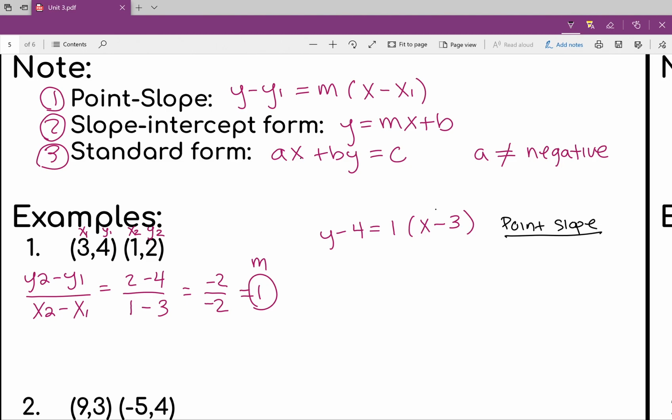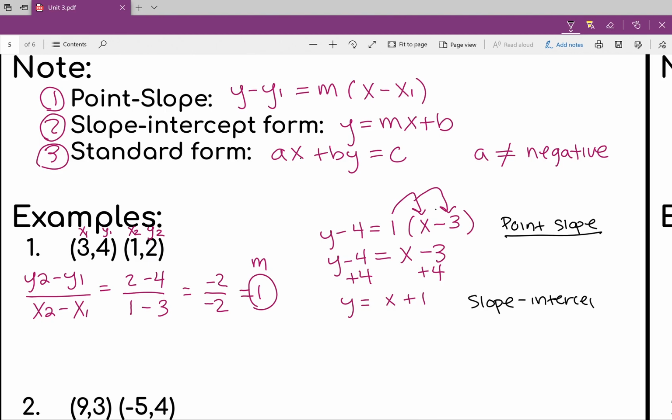Okay, now I'm going to turn it into slope-intercept form by getting y by itself. So I have y minus 4 is equal to, I'm going to distribute this 1 in, 1 times x, which is x, 1 times negative 3, which is negative 3. Then I'm going to add 4 to both sides, and I get y is equal to x plus 1. This form right here is slope-intercept form.